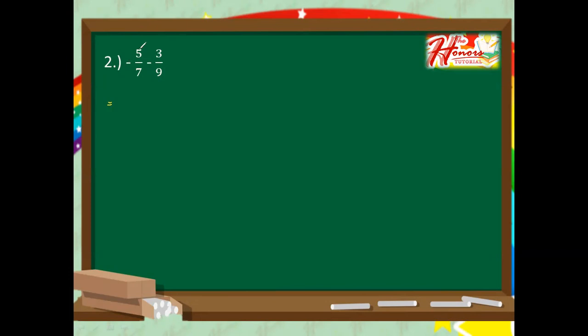We have here a negative fraction, which is negative 5 over 7. And also, we have here another negative fraction. So that is negative 3 over 9. So if we are going to combine them, you have to stay focused on their signs. Please notice the signs. They are the same, right? They are both negative. So therefore, your answer should be a negative fraction.